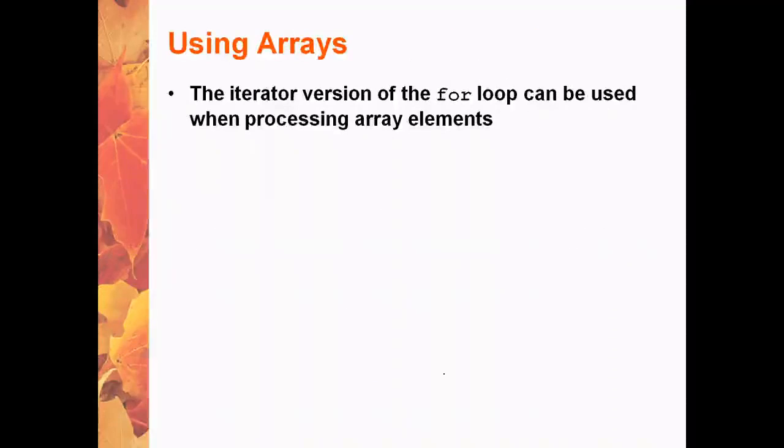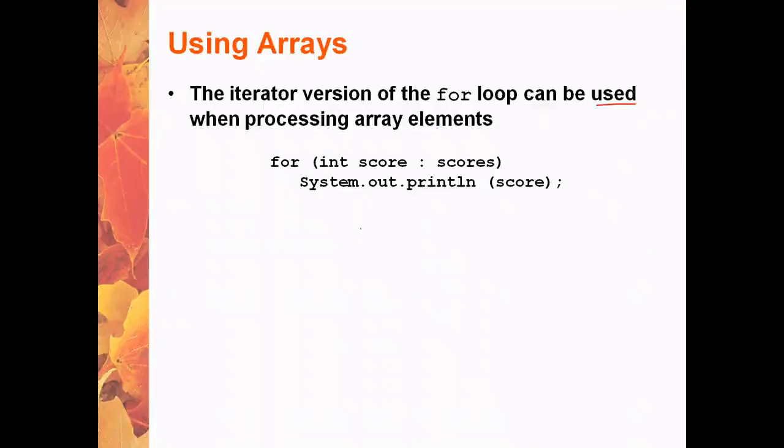Next is using arrays. Now, if you have an array with some values, how can you access the elements, or print the elements from an array? For that, Java provides an iterator version of the for loop. We have already studied the iterator version of the for loop in the last session. So this iterator version of the for loop can be used when processing array elements. One example is given here.